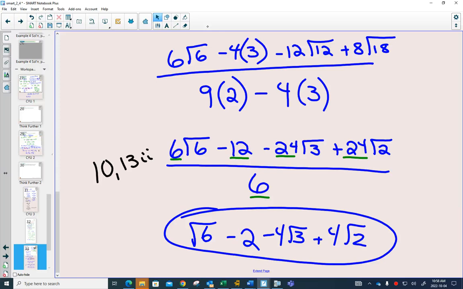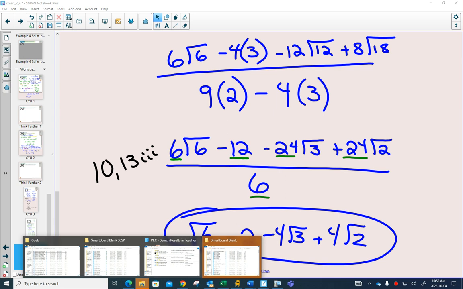There we go. Triple I. 13, because we did 13 I, and now we're doing I.